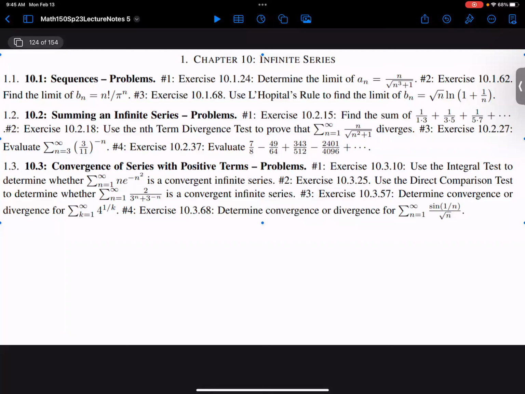So the only one I want to make sure of is, has everybody here seen L'Hopital's rule? Is there anybody who has not seen L'Hopital's rule from Calc 2?